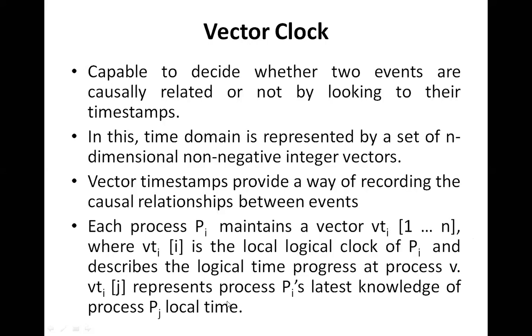Vti[j] represents process Pi's latest knowledge of the process Pj's local time. Pj is the process, and the entry which is being made in the process Pi will be governed by the local time of the process Pj, which is going to send a message to Pi.